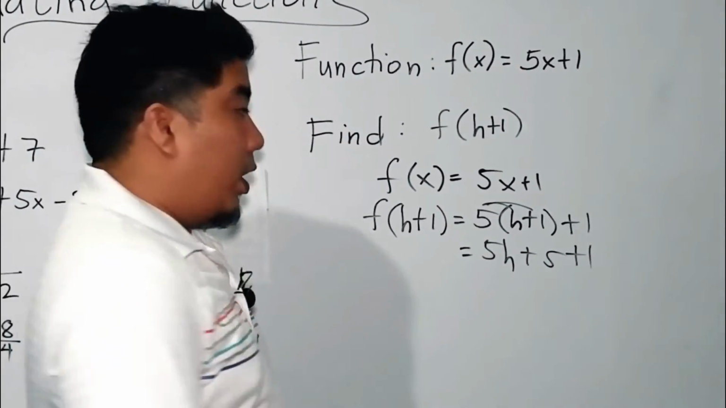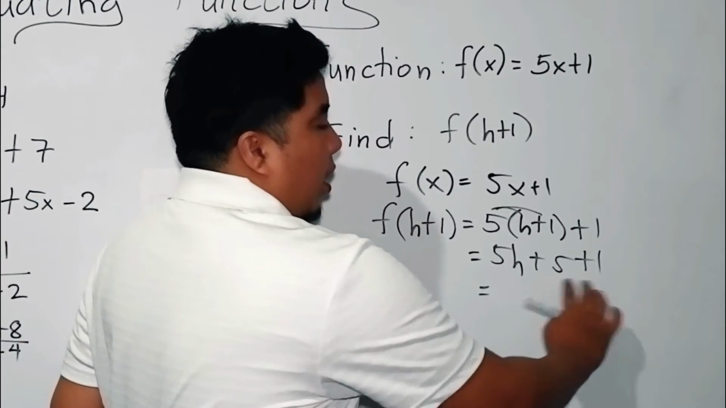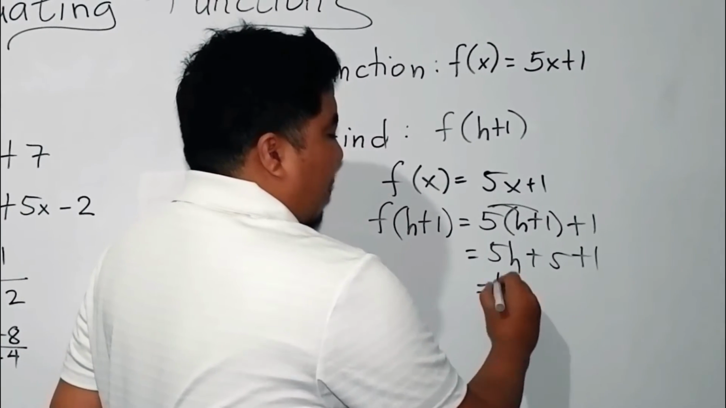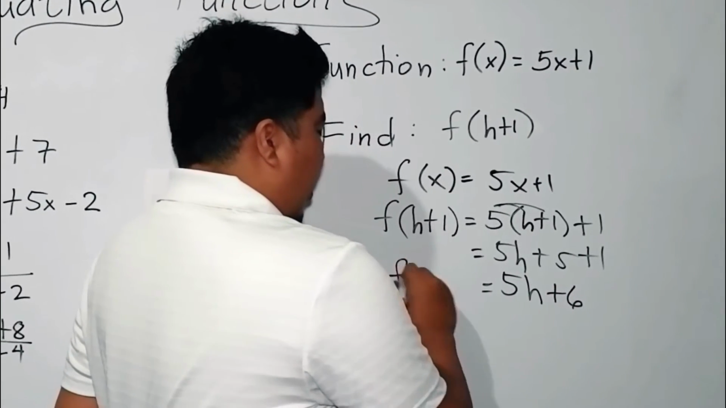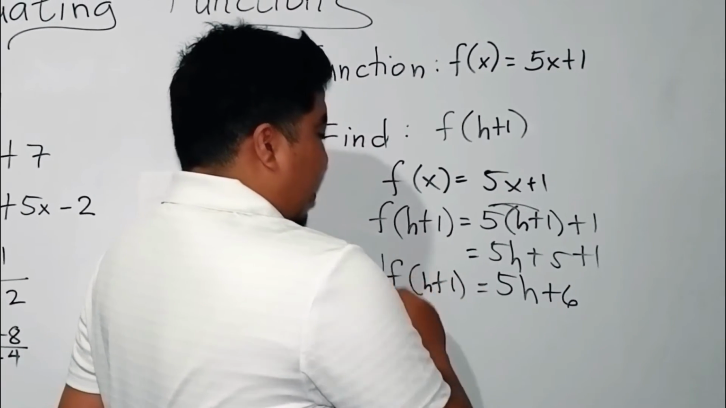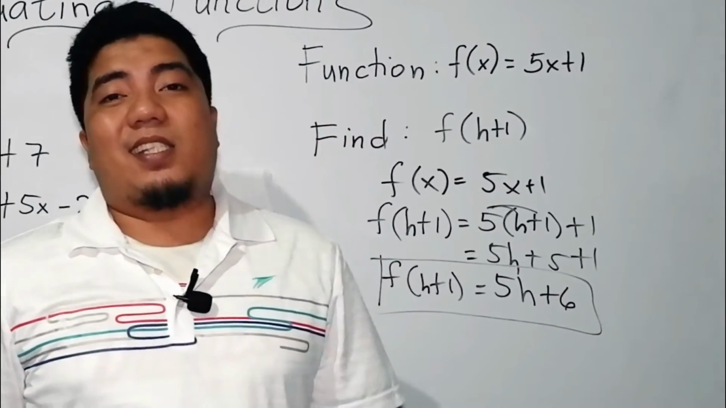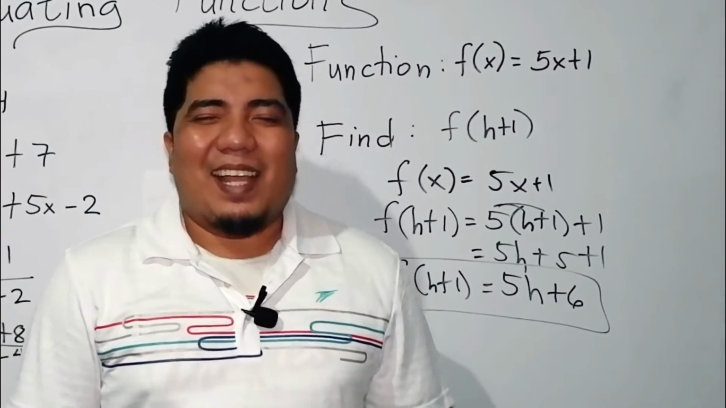Now what we do is we simplify like terms. There are no other terms with an h here, so we copy the 5h. 5 plus 1, that is 6. Therefore, our final answer is 5h plus 6. Easy, right? Now, let us go to our fifth example.